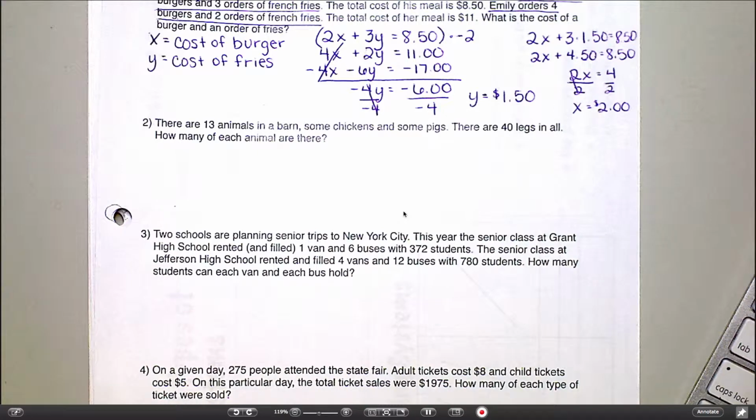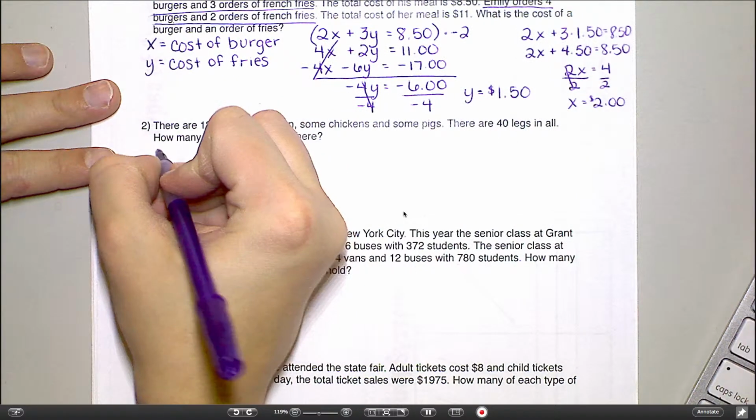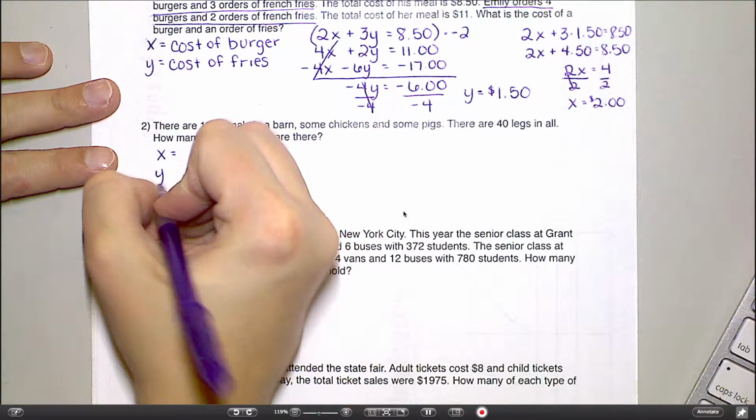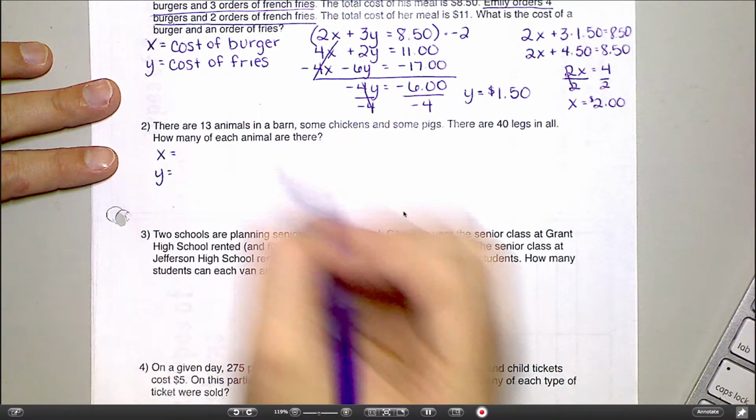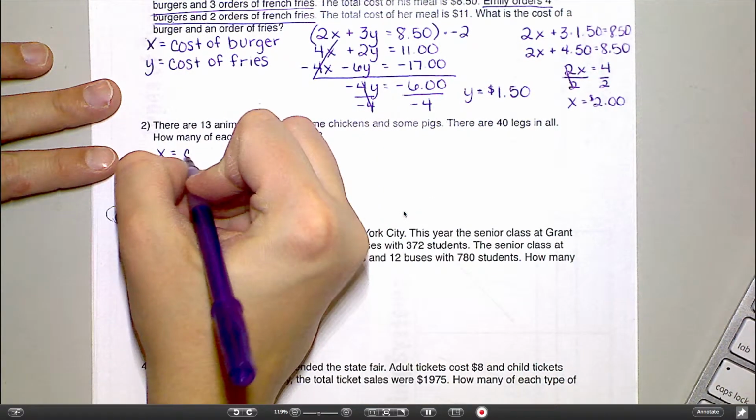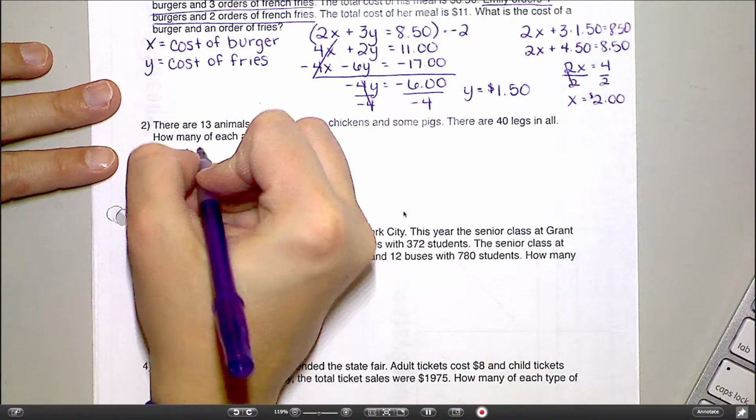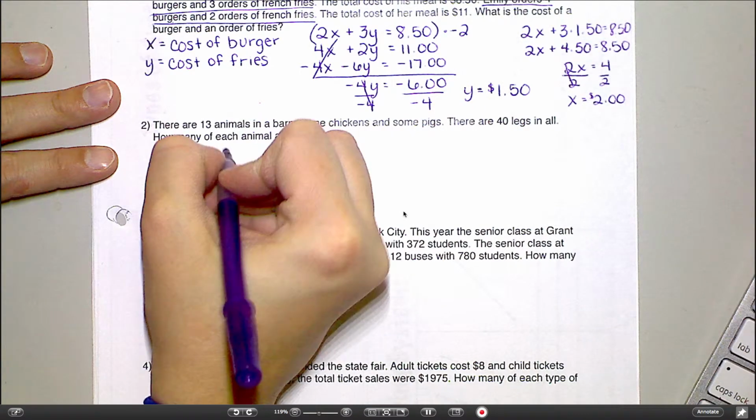All of them that we do, I don't know that we'll get through all 5, but what am I trying to find? What are my X and Y going to be here? Okay, good. So I have so many chickens. Oh, and I'm not following my own rules. X represents number of chickens.